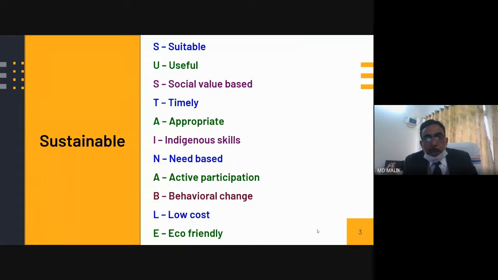Then indigenous skills in agroforestry: we have to take care of indigenous skills and things. Then need-based, that is very important. When we organize things, we see what their need is, so that component can be included in the agroforestry or farming system. And active participation is required, behavioral change, and low cost. Whatever we say, we have to calculate the economics, so that when we approach low cost, it will be more beneficial to them. And nowadays, seeing this COVID, tsunami, and so many things, we have to approach an eco-friendly system. That is very important in this system.